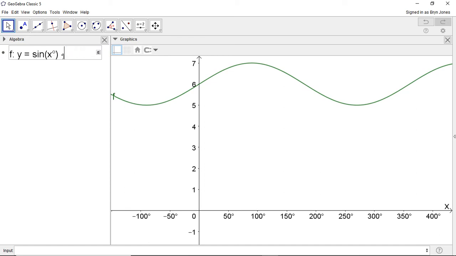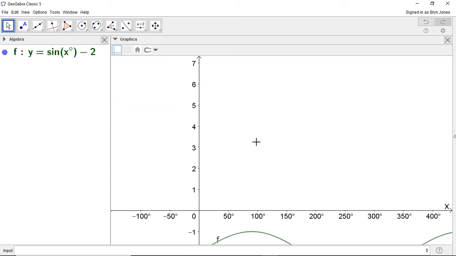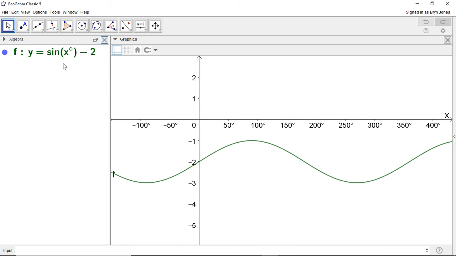And we can take 2, for instance, would just move it down. So you get the idea. So we can adjust things there. We can do all this at once. So we can do something like 2 sine 3x minus 2.